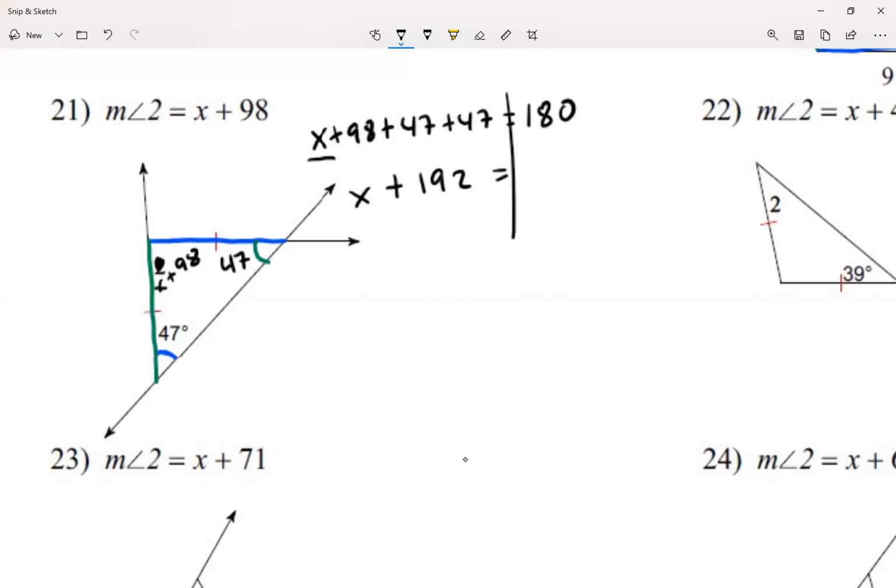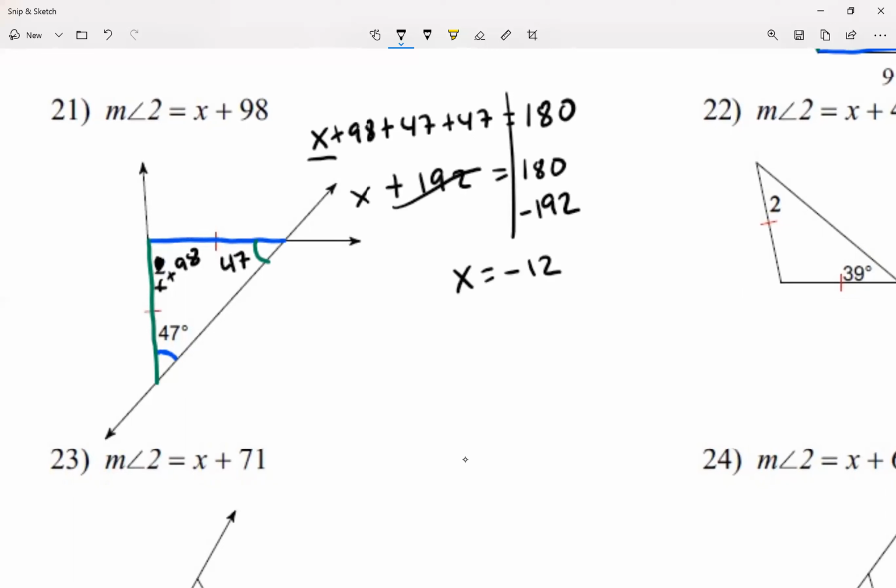And I know all this is equal to 180. I just combine my like terms on the left side. I want x by itself, so I want to cancel that 192. And I can, as long as I write it on the other side as a minus 192, opposite sign. So I get x equals 180 minus 192 gives me negative 12.